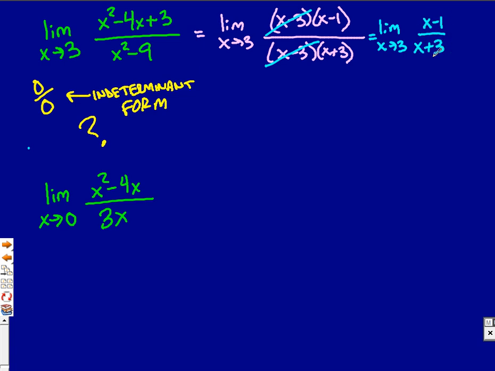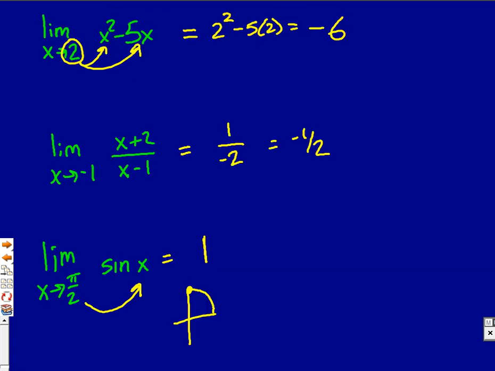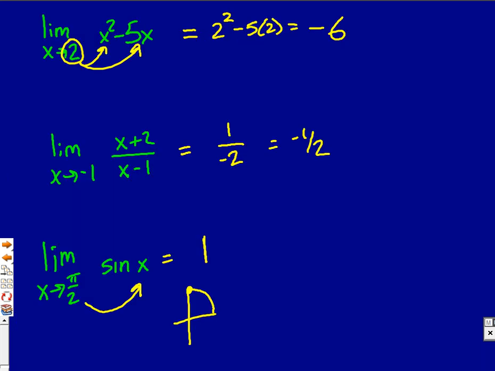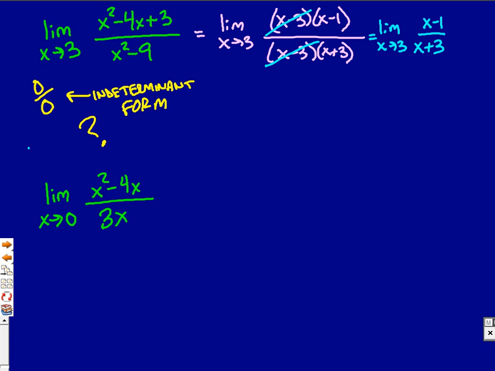Once something cancels, go back to step 1. What was the very first step we said? Direct substitution. So now that we've canceled, we're going to plug back in this limit value of 3. So when I do that, I get 2 on top, 6 on the bottom, so I get an answer of 1 over 3. That's all we got to do.